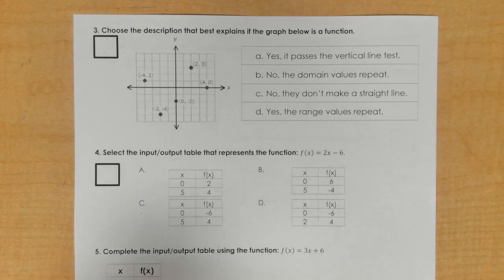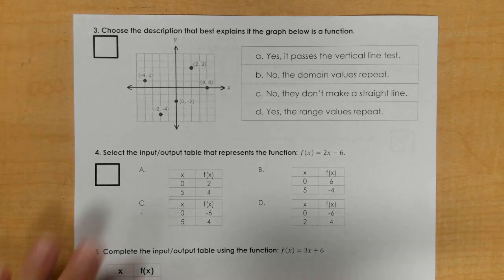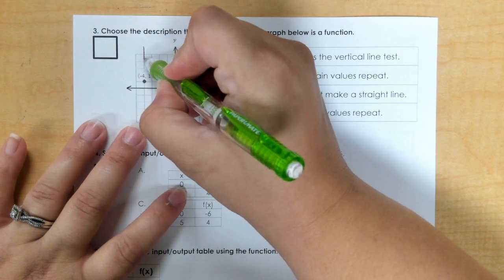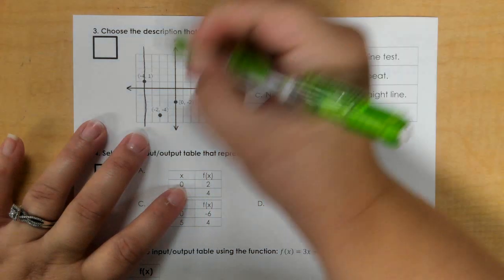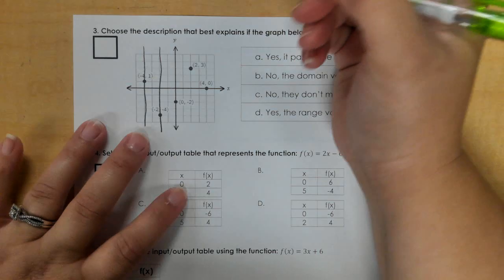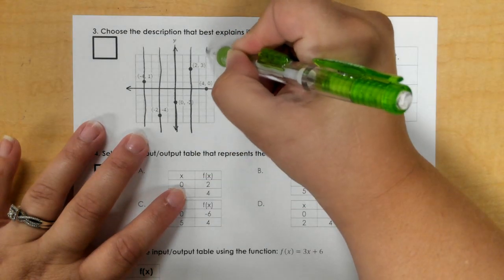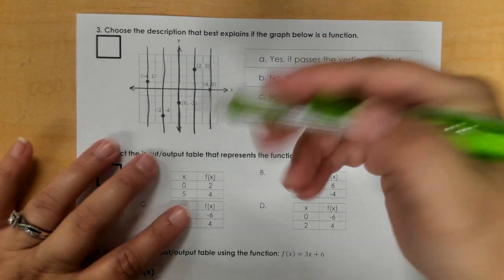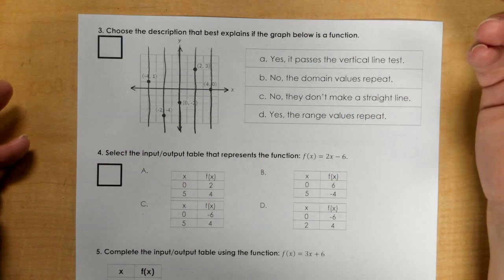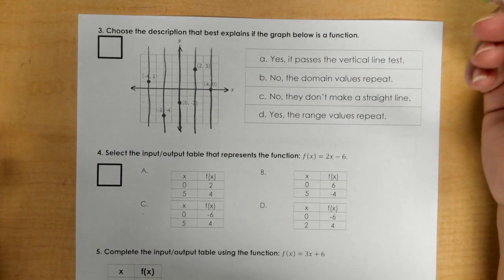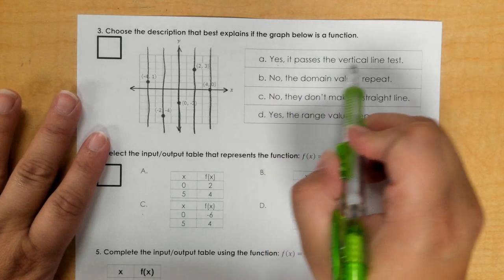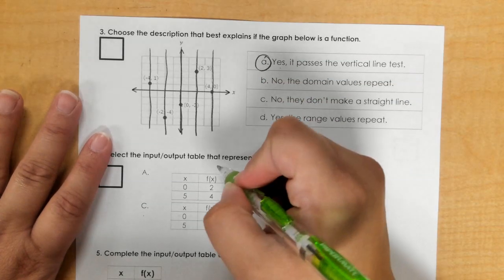Okay, for number 3, it says choose the description that best explains if the graph below is a function. So for this one, I want to use the vertical line test since I have a graph. So I'm going to draw a vertical line wherever I see a point. Okay, that passes, passes, passes, passes, and that one passes. So for my vertical lines here, they all pass, only one point on each line. So I would say yes, it passes the vertical line test. Okay.